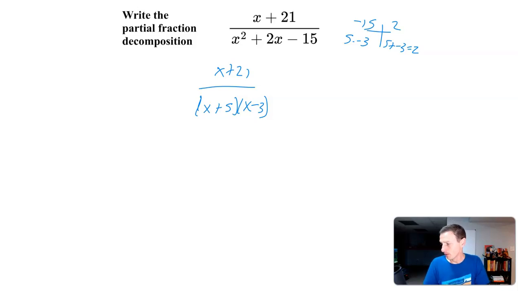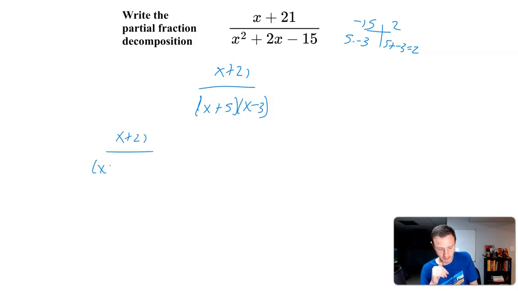Okay. Next, since we have these two factors, we want to set it up like this. So I'm going to say (x + 21) over (x + 5)(x - 3) is equal to A over (x + 5) plus B over (x - 3).